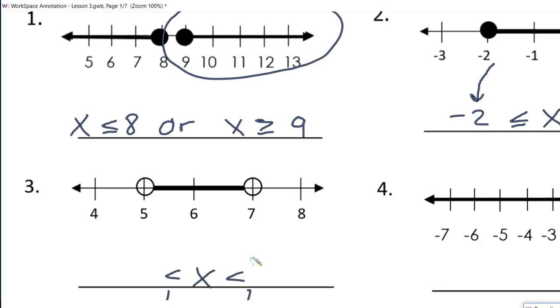So those are always a less than symbol. You're never going to change it. Now, for your endpoints, just drop down the number. So 5, drop it down. 7, drop it down. Now the 5 is open, so 5 is not equal to. 7 is open, so it's not equal to as well.